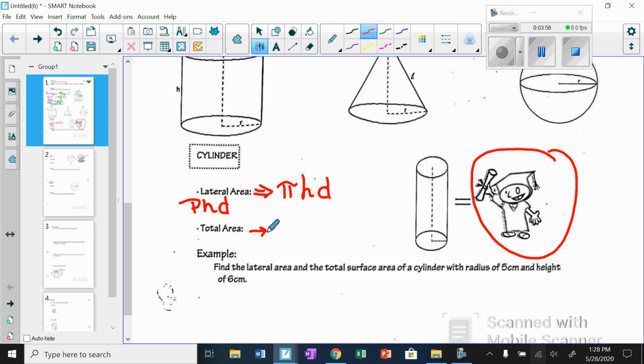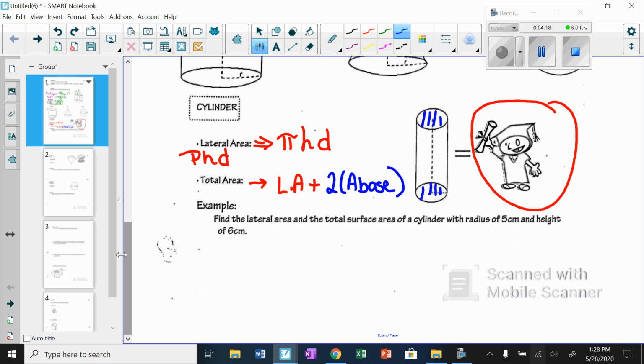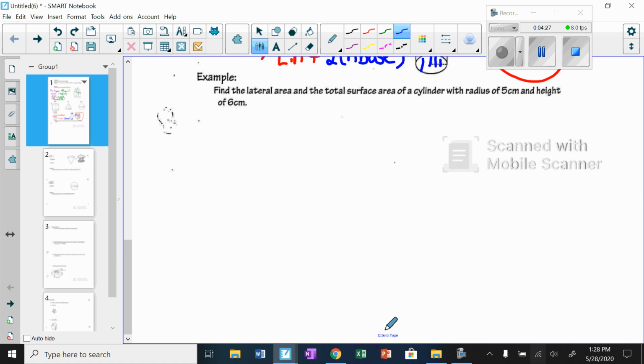Now the total area is going to be the lateral area plus the area of the base. But this time we don't just have one base, we have 2 bases. So lateral area plus, I should say, plus 2 times the area of the base. So let's do a problem. Find the lateral area and the total surface area of a cylinder with a radius of 5 centimeters and a height of 6 centimeters. Okay, so let's see what we have.